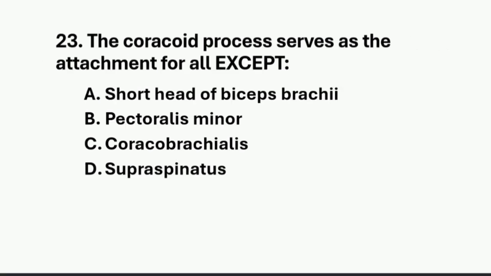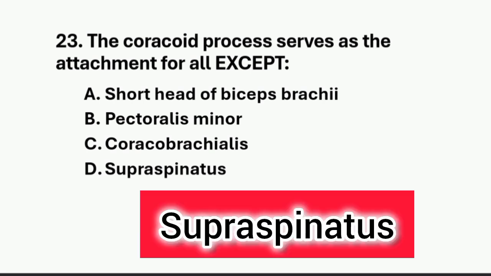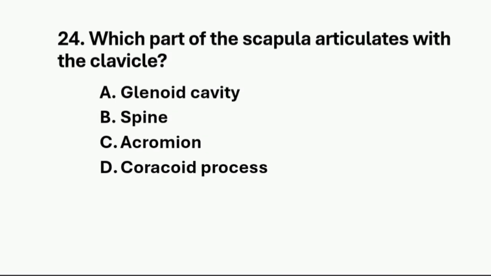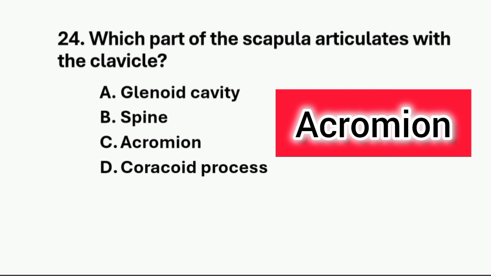The coracoid process serves as the attachment for all except answer number D, supraspinatus. Which part of the scapula articulates with the clavicle? Correct answer is option number C, acromion.